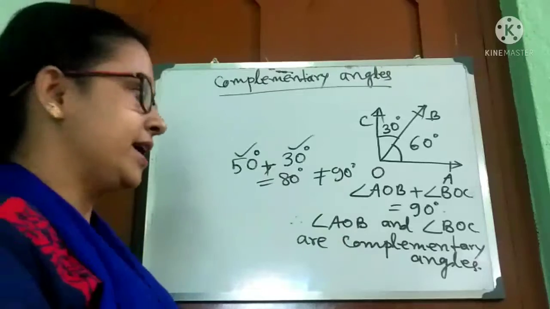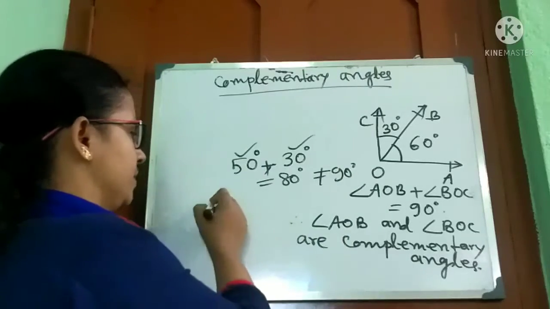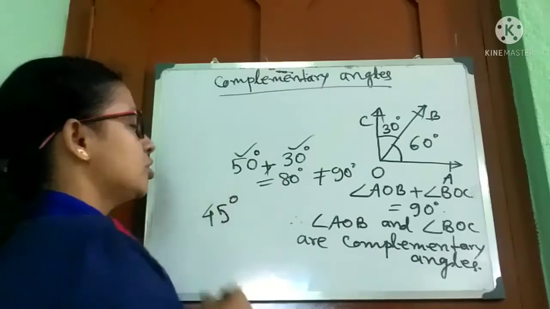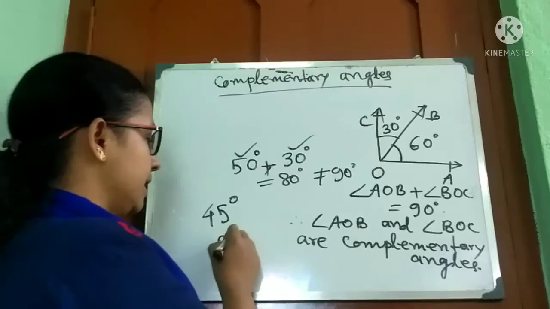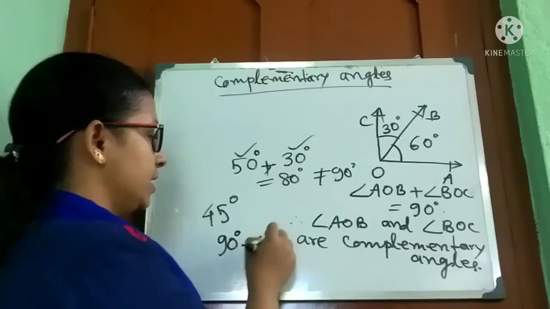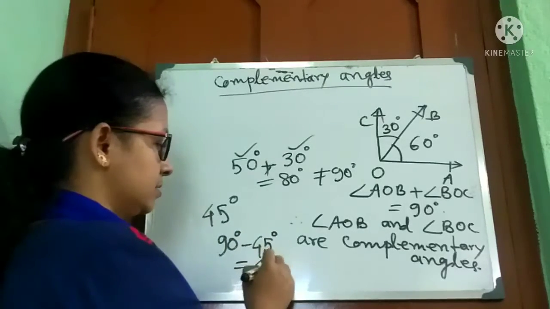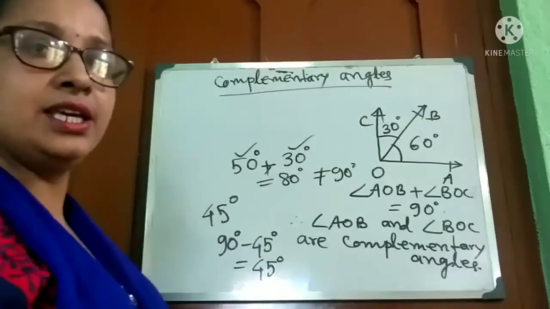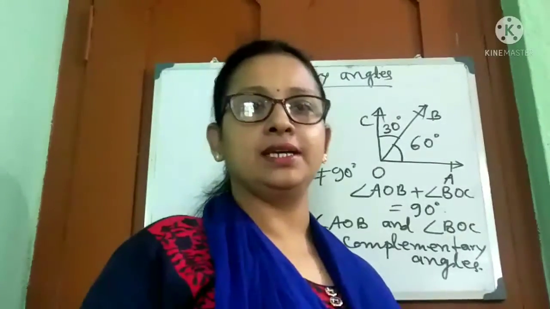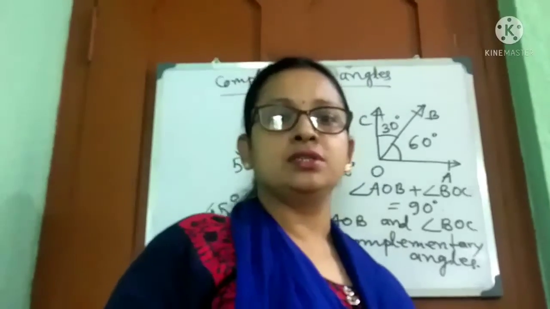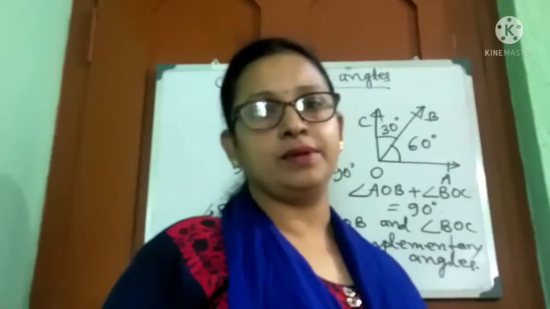Here, if anyone gives an angle of 45 degrees, what will its complement be? 90 degrees minus 45 degrees, that is 45 degrees. Okay, so I think you have understood complementary angles. I will also say some observations about complementary angles.